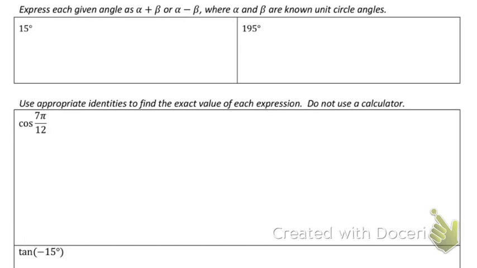All right, we're just going to run through a couple examples to refresh ourselves on how to do these. First of all, we're supposed to express each of these angles as either addition or subtraction, where alpha and beta are known values on our unit circle. So how can I express 15 degrees, which is not on my unit circle, as two values that are on my unit circle using either addition or subtraction? Liv.